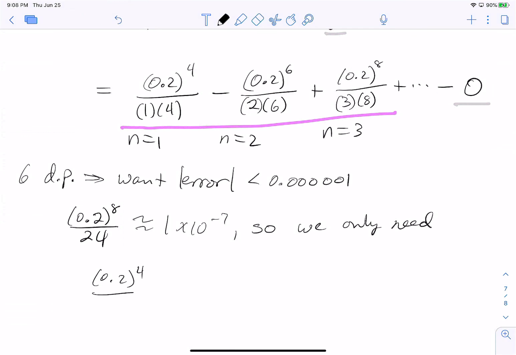0.2 to the 4th power divided by 4 minus 0.2 to the 6th power divided by 12. That in a calculator will give us a result of approximately 0.000395. I stopped this at the 6th decimal place because I was asked for accuracy up to 6 decimal places.